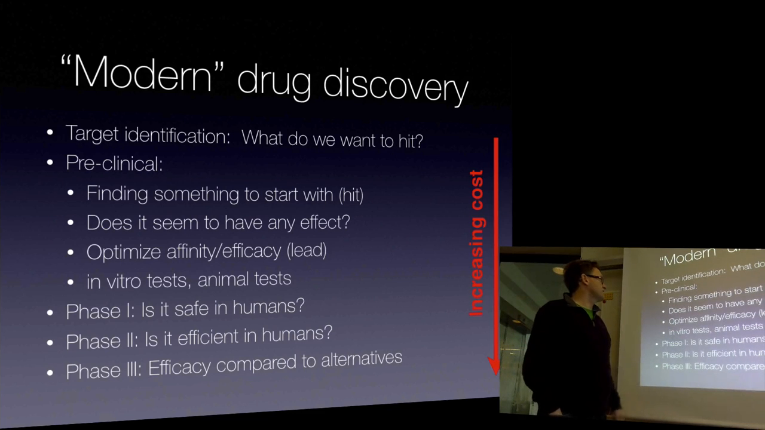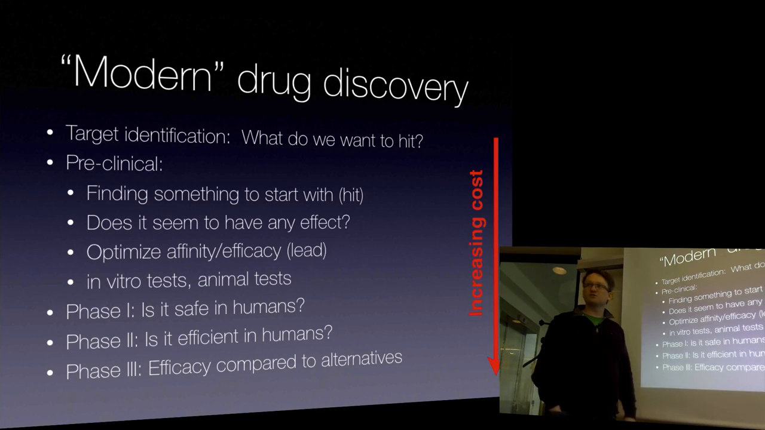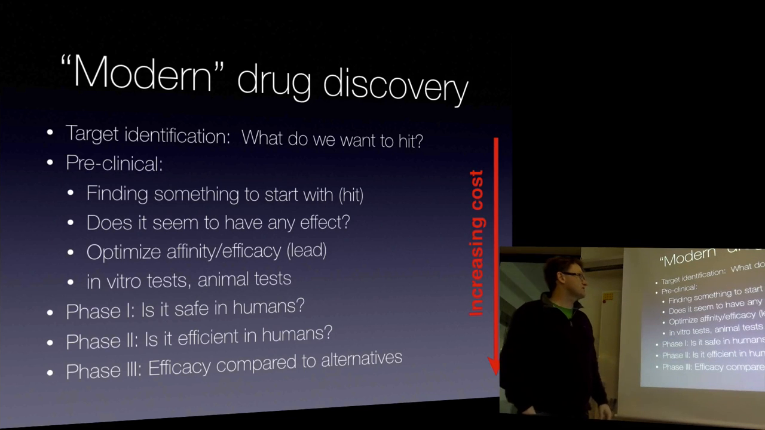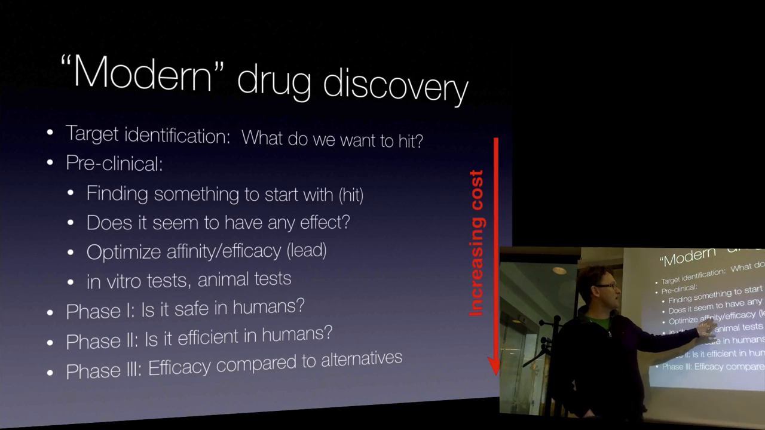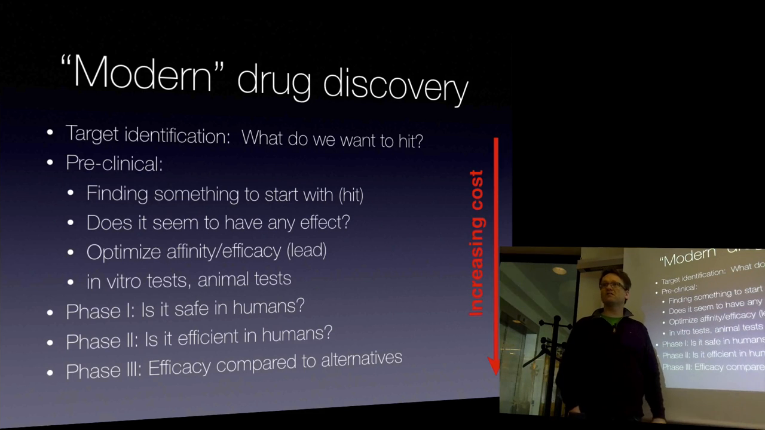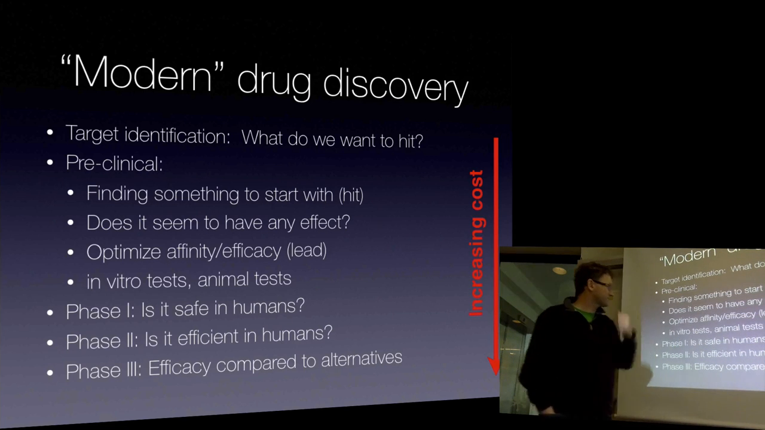Then you need to ask whether this has any effect whatsoever. If it doesn't have any effect, it's kind of pointless to continue. This effect is typically going to be low. So then you're going to need to improve this affinity or the efficacy. So the affinity is how hard we bind. The efficacy is how efficient you are, the effect it has biologically. So this is called lead optimization or something.